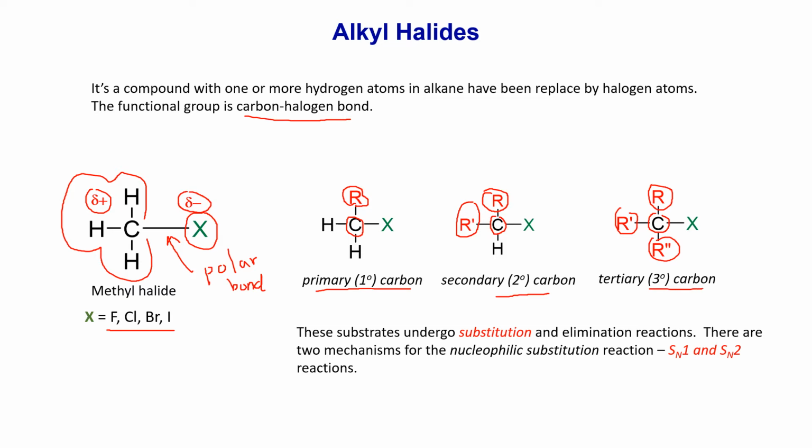So all these alkyl halides, since they have a polar bond, these substrates can undergo substitution reactions or elimination reactions, depending on the conditions, right? In this experiment, we will focus on substitution reaction. We call it nucleophilic substitution reaction. It has two mechanisms. It can go through either SN1 mechanism or SN2 mechanism. So we're going to look at these two reactions carefully in this lab, right?